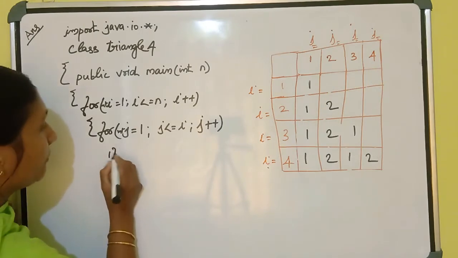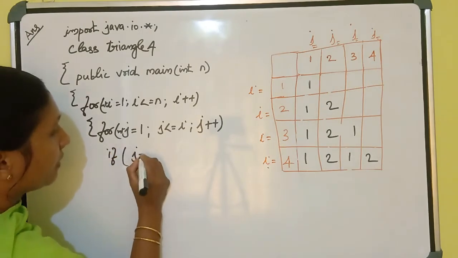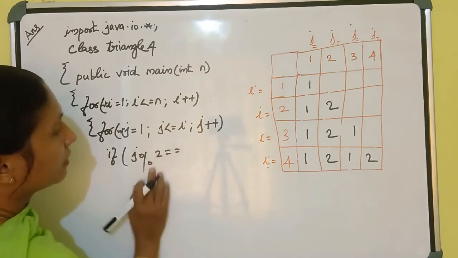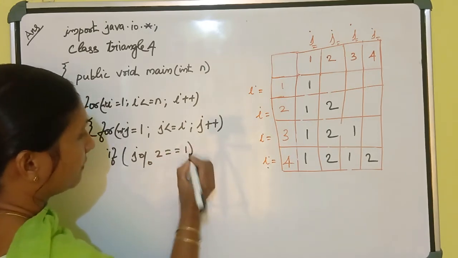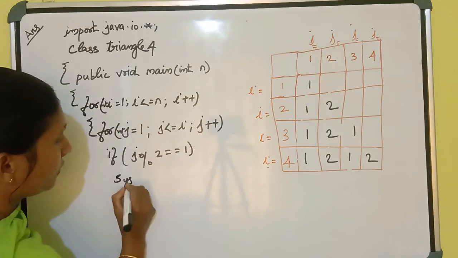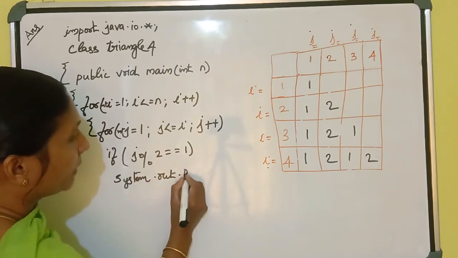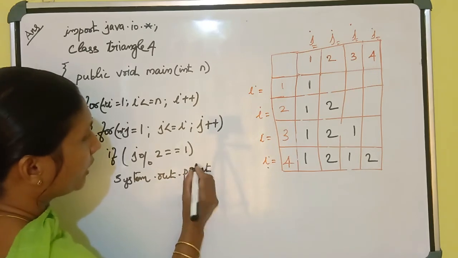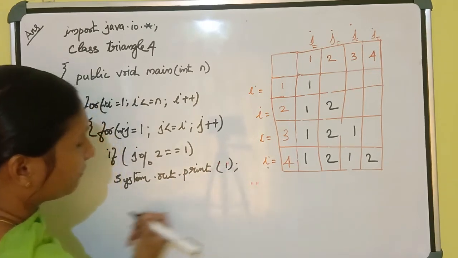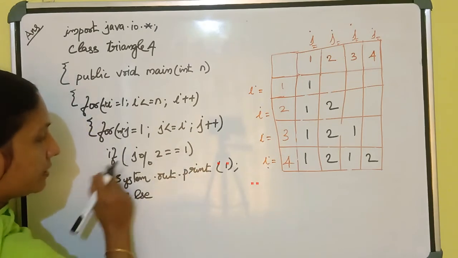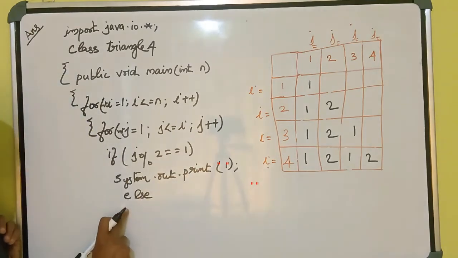Then I will give one more condition here: j mod 2 double equal, if it is 1, what will you print? System.out.print. Which value do you have to print? 1. Okay. Else means what? If it is 0, it's just the opposite of this condition.